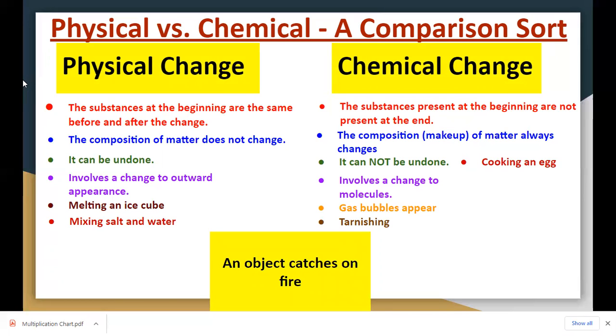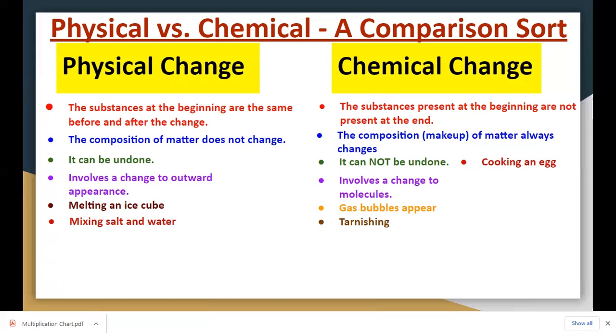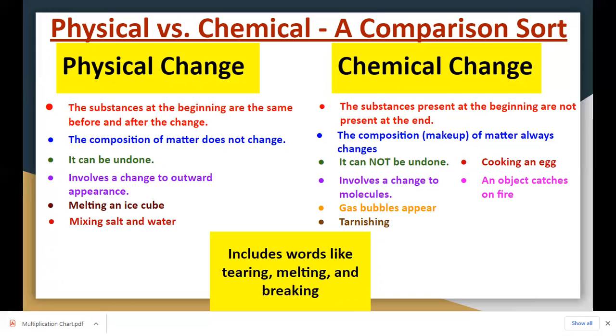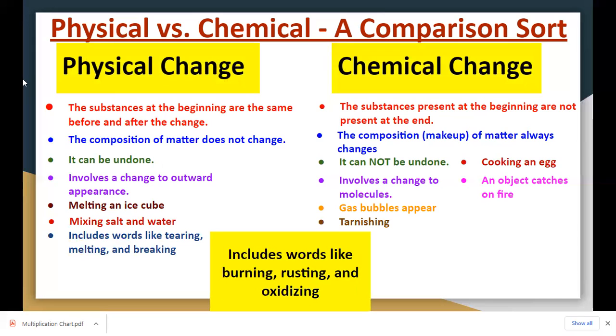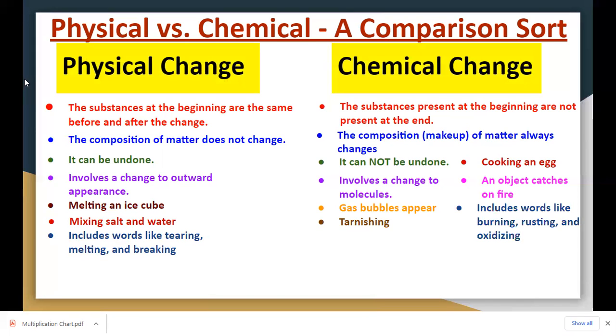An object catches on fire. Can that return to its original state after it burns? No, it has to be a chemical change. What about includes words like tearing, melting, and breaking? Tearing, melting, and breaking. Right, physical change. Includes words like burning, rusting, and oxidizing. Definitely a chemical change. I think that was our last one. So this would be good to remember. It's one of your questions on your objectives.